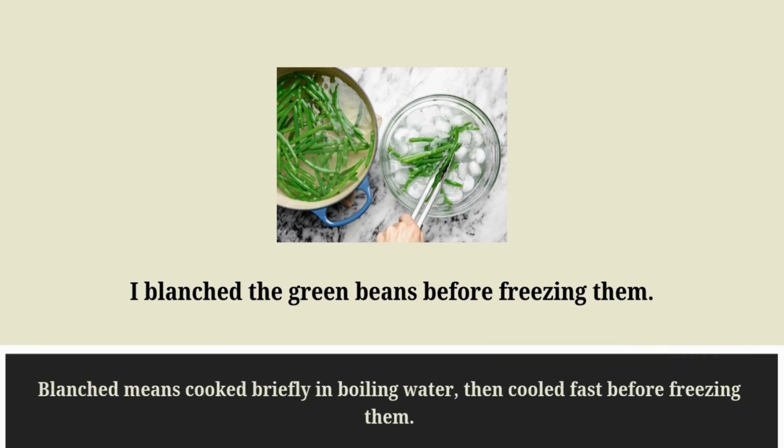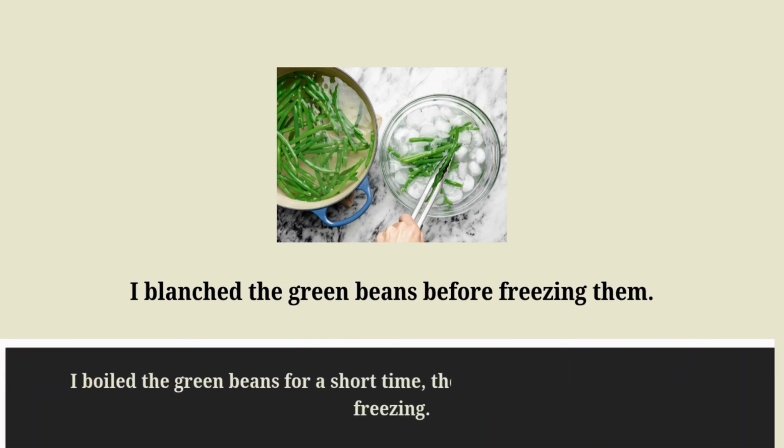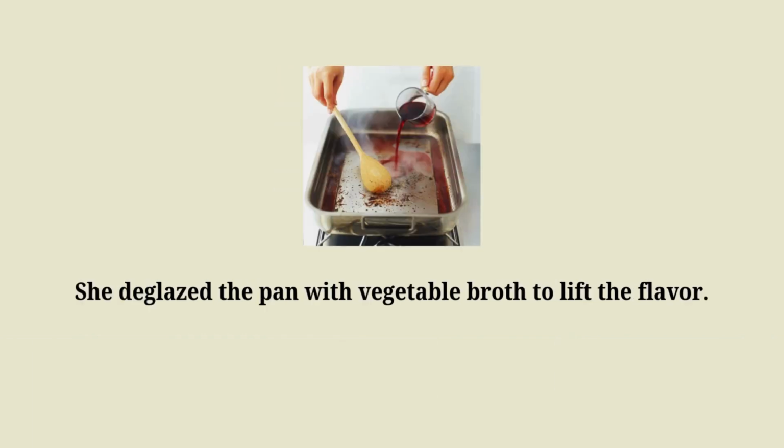Blanched means cooked briefly in boiling water, then cooled fast before freezing. So in simple terms, I boiled the green beans for a short time, then cooled them quickly before freezing. She deglazed the pan with vegetable broth to lift the flavor.